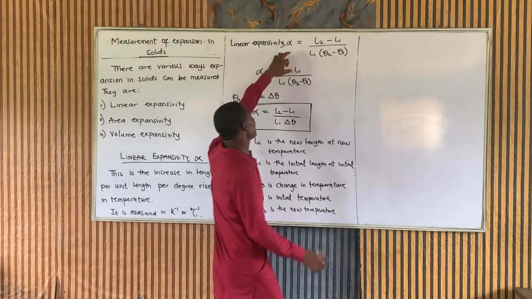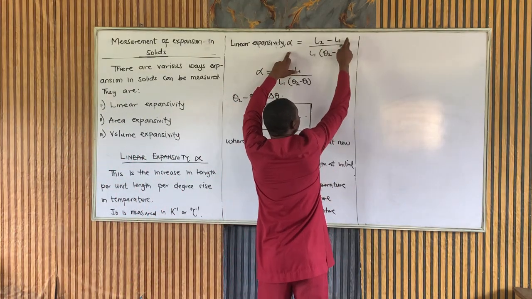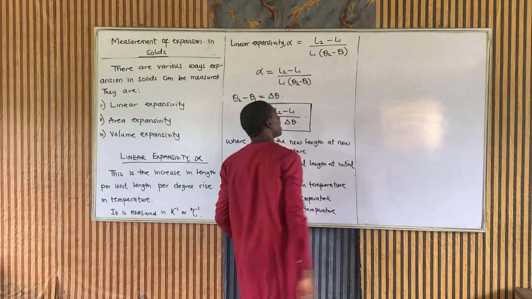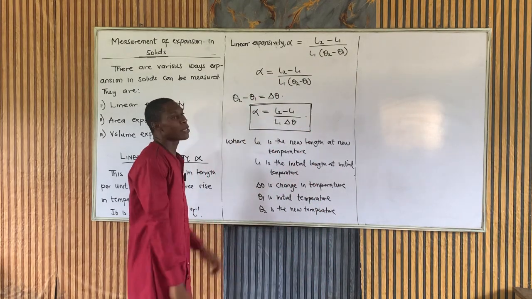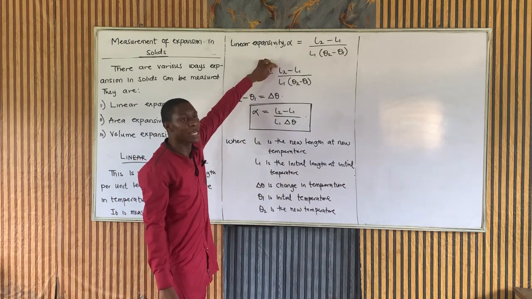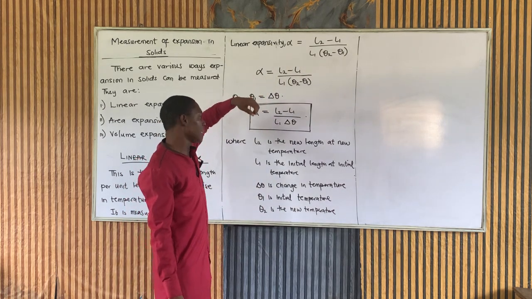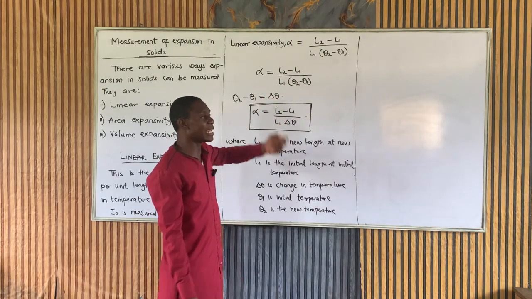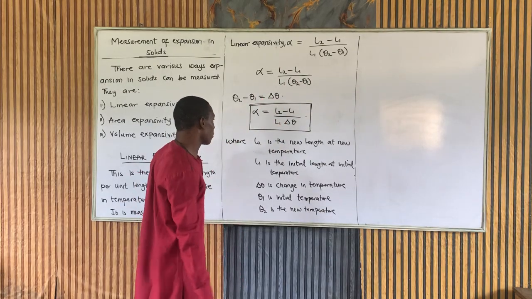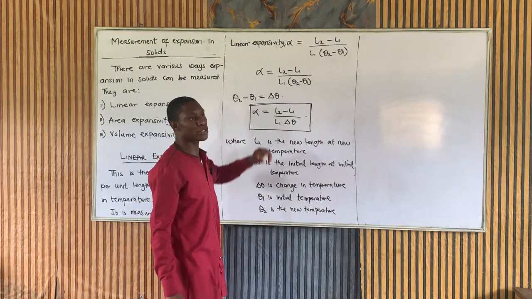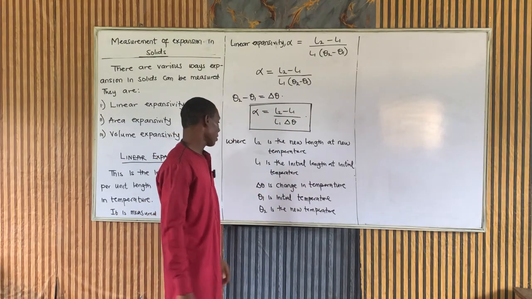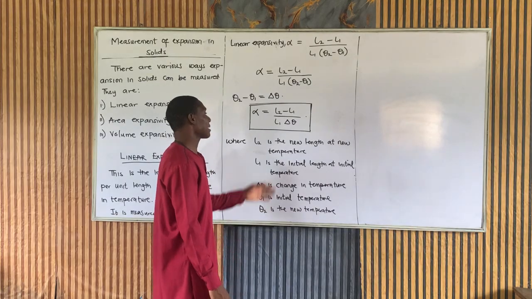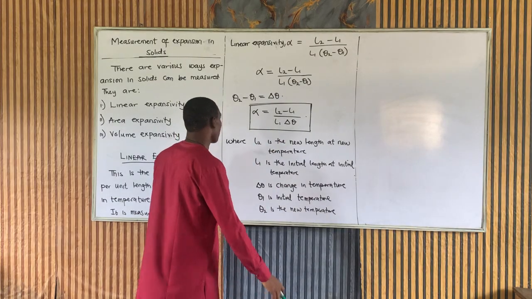So linear expansivity is the increase in length, that is change in length, per unit length per degree rise in temperature. So this is it, where L2 here is the new length at the new temperature, L1 is the initial length at the initial temperature, then theta 2 is the new temperature, and theta 1 is the initial temperature.